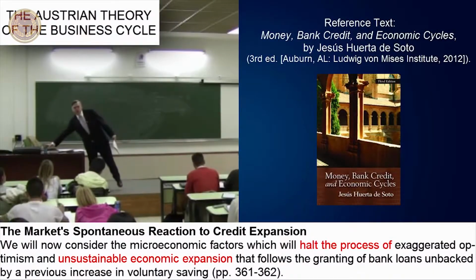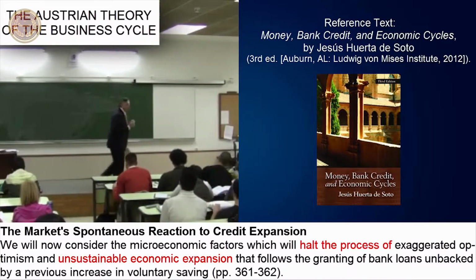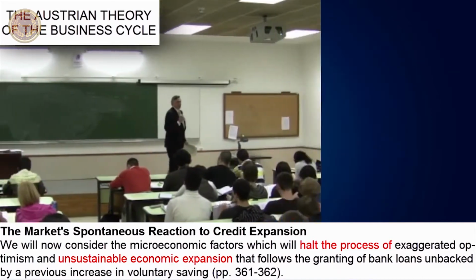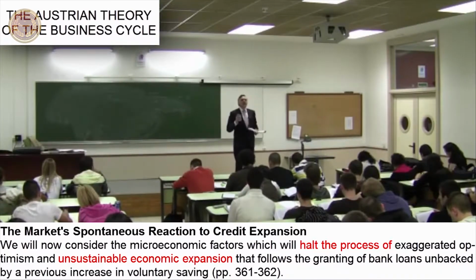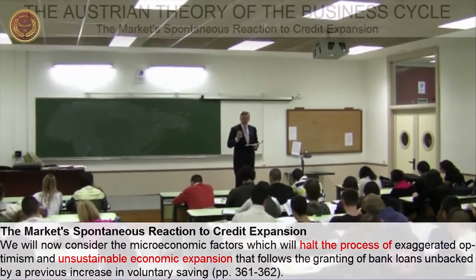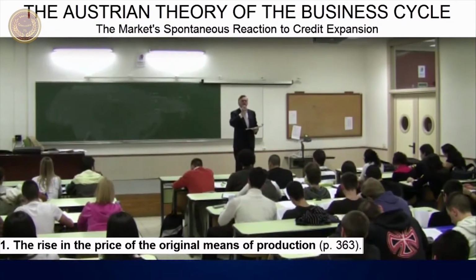What 6 microeconomic effects spontaneously and inevitably spring into operation in the market and put an end to this euphoria or stage of artificial credit expansion ushered in by fractional reserve banking? The first effect: there is a rise in the price of the factors of production.